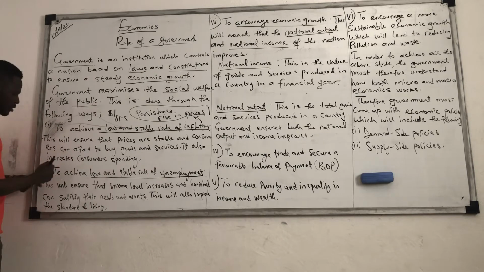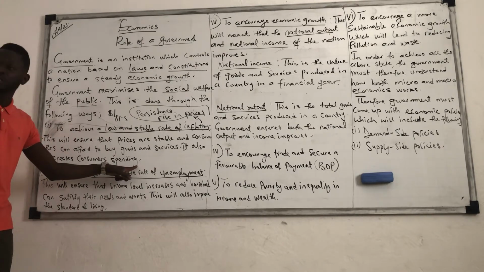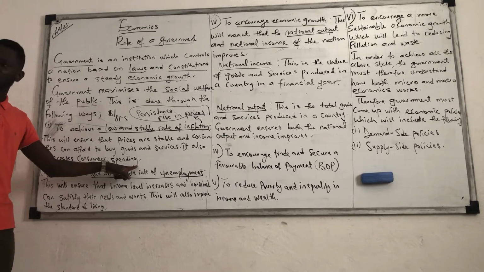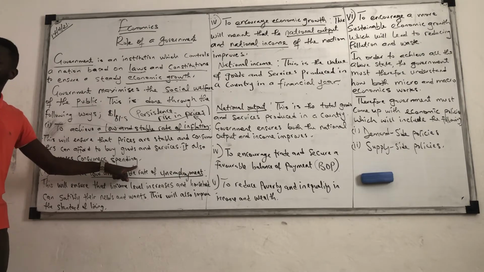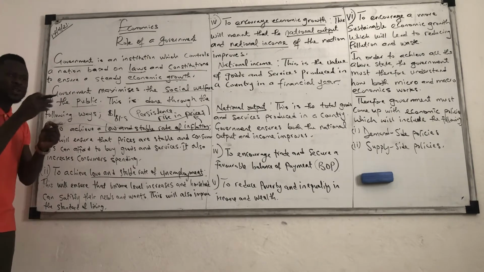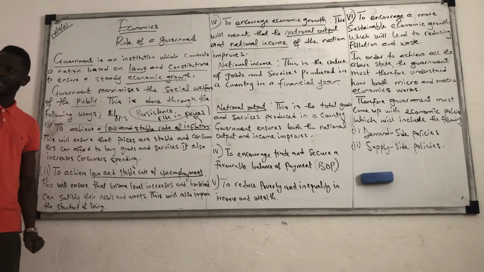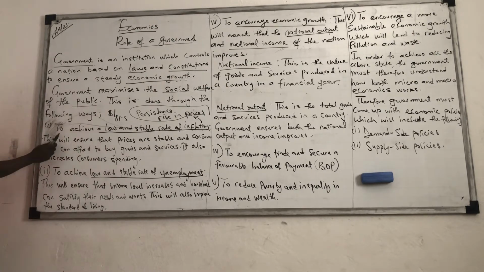It also increases consumer spending. If the prices of goods and services are reduced and not as high as we think, then we are able to afford them. That means we can spend more. Do we understand? So a low inflation rate will mean that consumers are able to spend more to buy goods or services. Do we get that? So this is one of the roles of government.